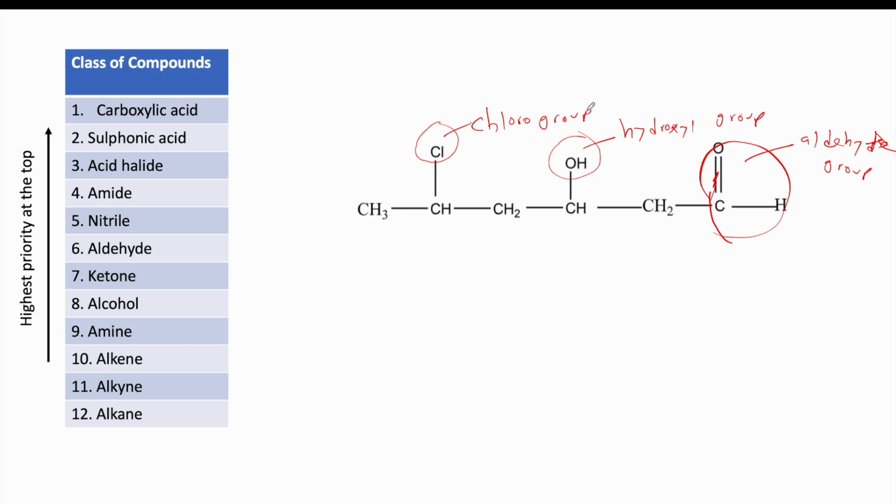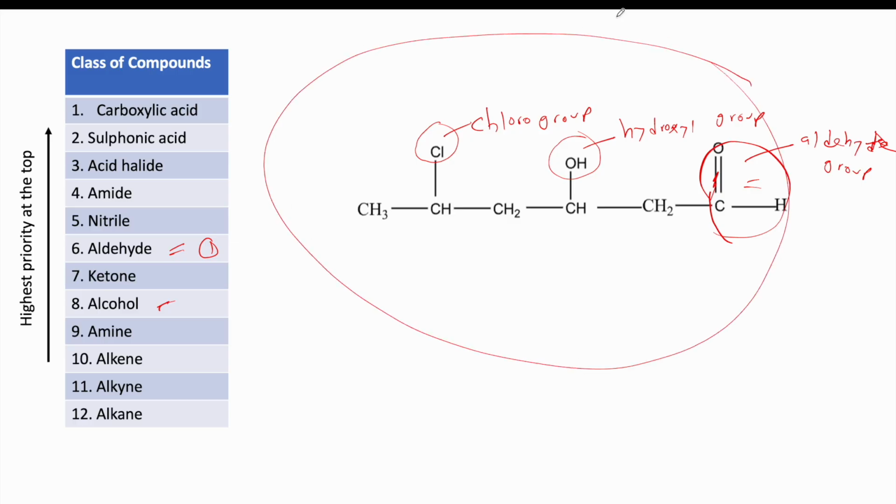Alright. Now let's see the priority list. Look, aldehyde comes above alcohol. Aldehyde is at higher rank. So definitely the main compound is going to be an aldehyde. This entire class of the compound has become an aldehyde because why? Because there are two functional groups in this compound. One is aldehyde, another one is alcohol. But aldehyde is at higher rank compared to alcohol, and as a result, this entire compound becomes an aldehyde.